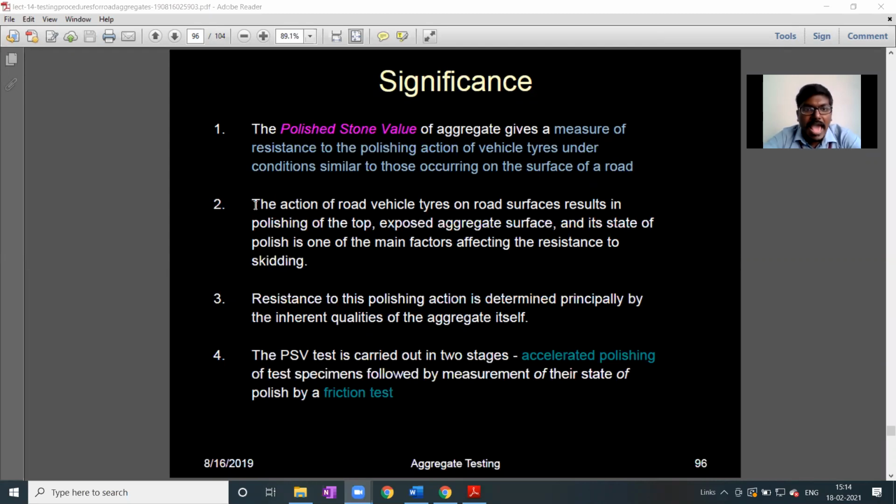And later on, the action of road vehicle tires on a road surface results in the polishing of the top surfaces, mainly the exposed aggregate surface, and its state of polishing is one of the main factors affecting the resistance to skidding. The resistance to skidding.